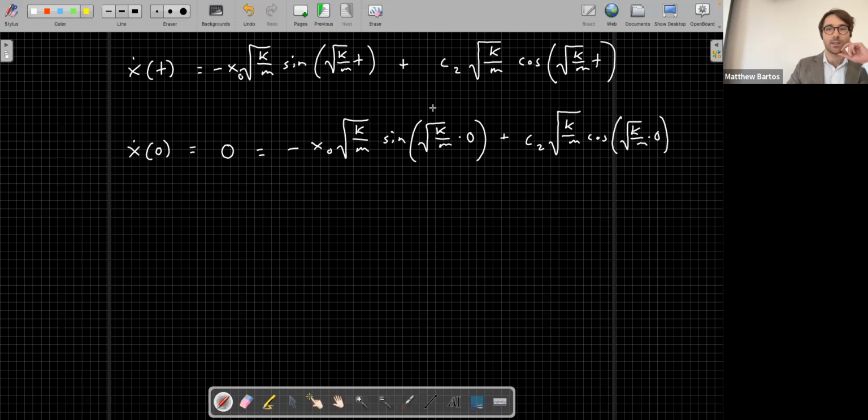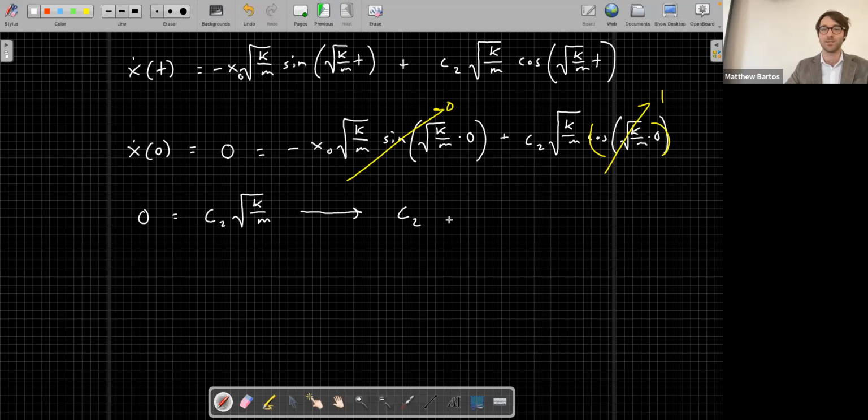All right. And what does this term here evaluate to? 0. You all know your trigonometric identities. And this cosine term here will evaluate to 1. And we get that 0 is equal to c2 root k over m, which means that, what is c2 equal to? c2 is equal to 0. Okay, very good. All right, so what does our final solution for the response look like?